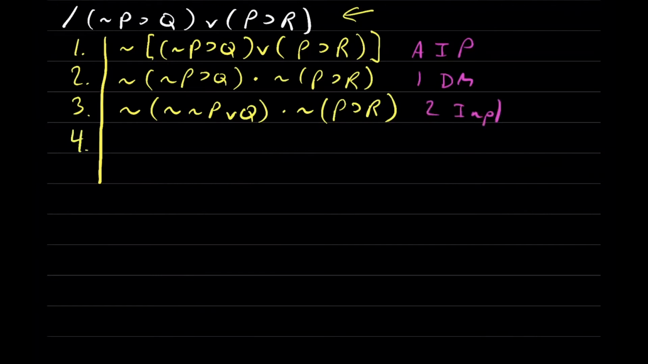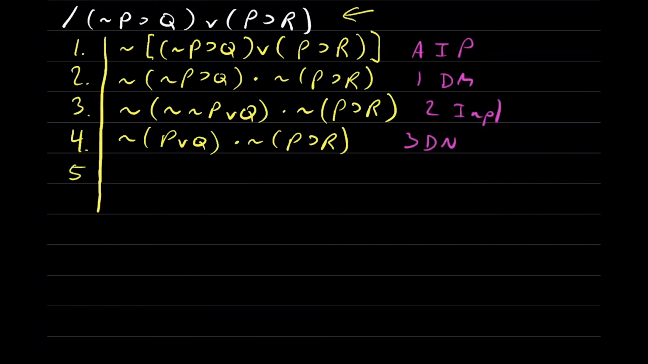I'm going to get rid of this double negation. So that's going to give us it's not the case that P or Q. And then the rest of the statement is going to be left alone. Negation of P implies R. That's going to follow from line 3 by double negation.